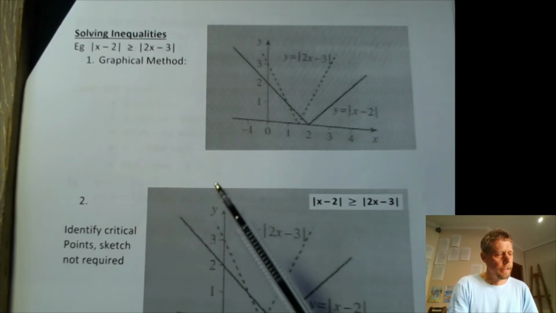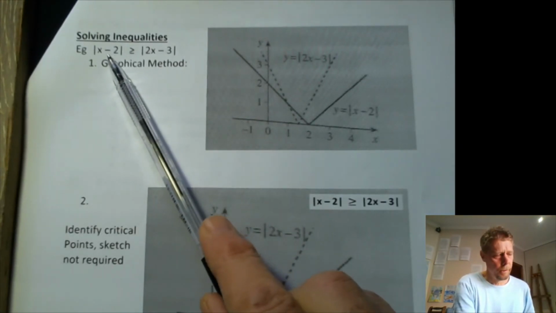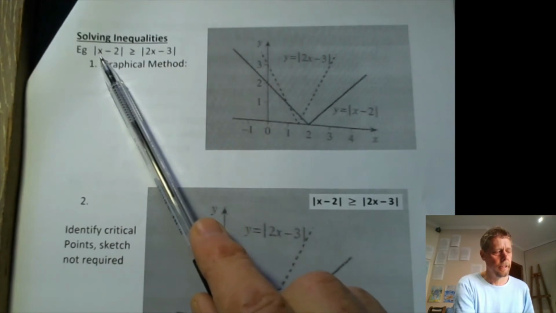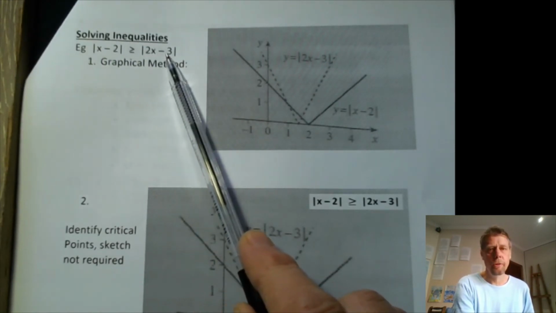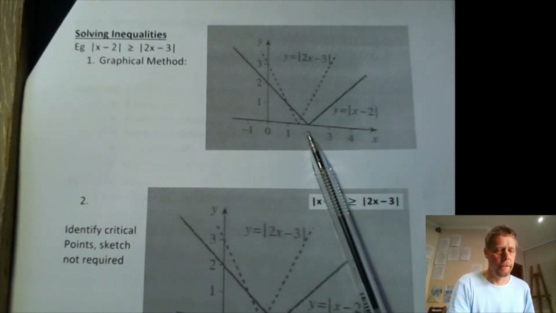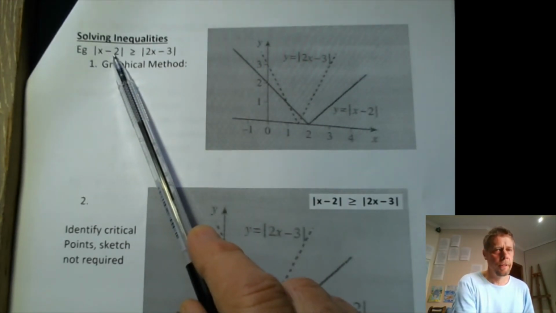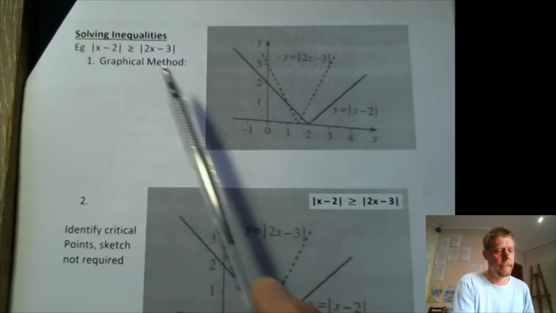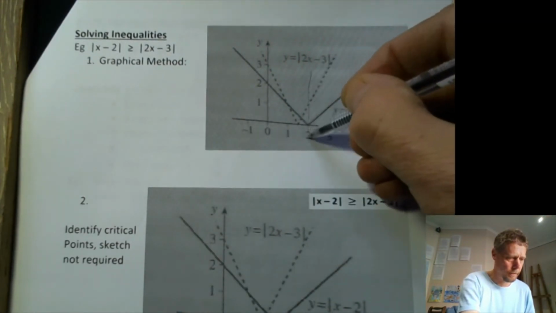We can now look at how to solve inequalities with equations that have moduli in them. For example, here's modulus of x minus 2 is bigger than or equal to modulus of 2x minus 3. So first of all, let's do the graphical method. If we look at the first one, we see that mod of x minus 2 has a critical point at x equals 2. So there we have them there.